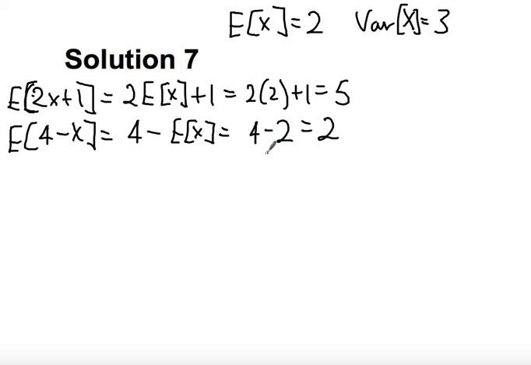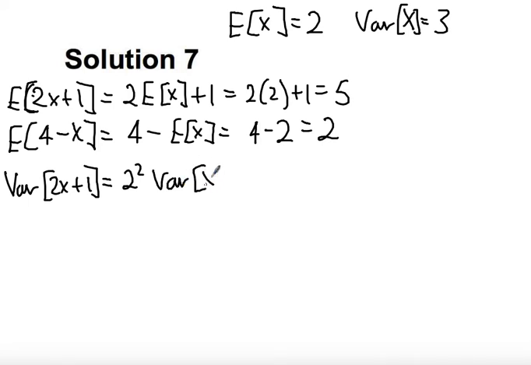Now notice in this example I didn't actually have any of the values of x, and I didn't have any of the probabilities of x, yet I was still able to calculate these values, which is why these definitions are so powerful. Let's do the variance. The variance of 2x plus 1 is equal to the coefficient of x, which is 2, squared, times the variance of the original variable. So I get 2 squared times 3, so I get 4 times 3, which is 12.